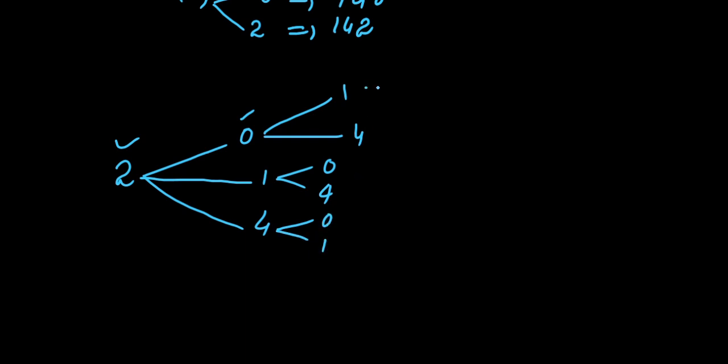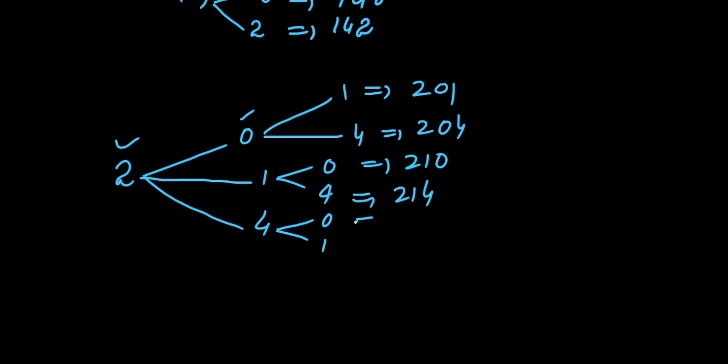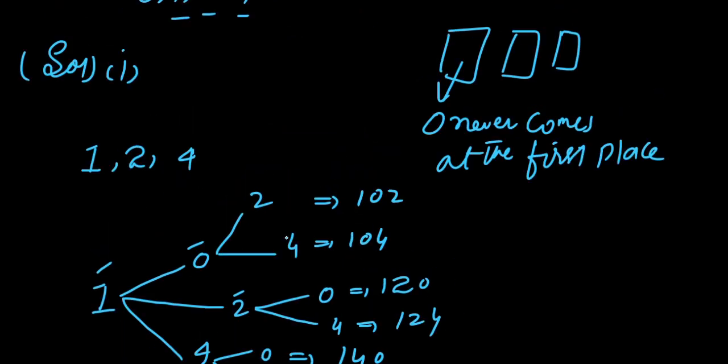So now possible numbers are 201, 204, 210, 214, 240, 241. I hope the last case, when your starting digit is 4, you can make by yourself.